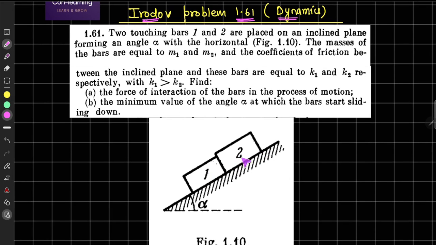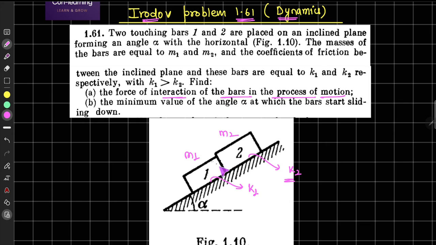We have two touching bars 1 and 2 which are placed on the inclined plane, which forms an angle of alpha with the horizontal. Mass of bar 1 is given as m1 and mass of bar 2 is given as m2. There is friction between the inclined surface and these two masses, and the coefficient of friction between bar 1 and the inclined plane is given as k1, and the coefficient of friction between bar 2 and the inclined plane is given as k2. And we have to find the interaction force of the bars in the process of motion.